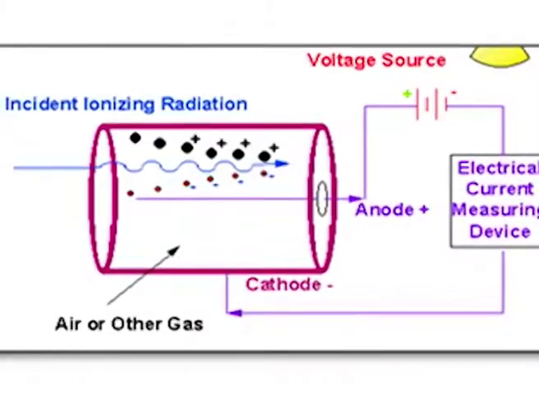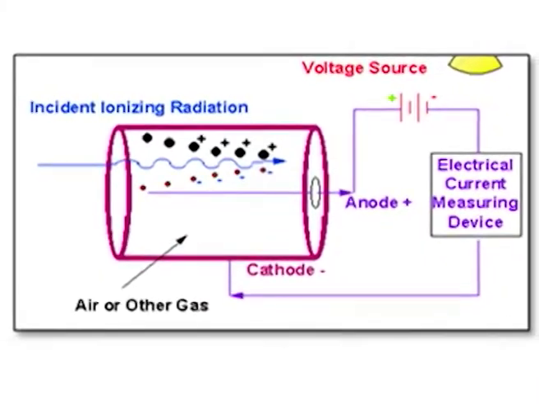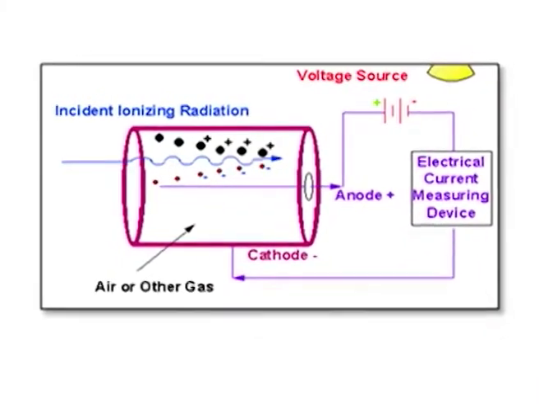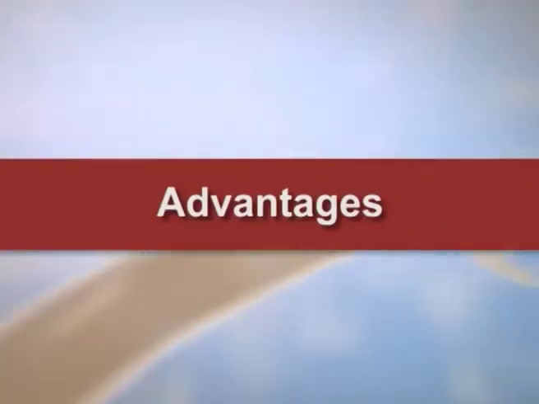The ions and electrons are attracted to the electrode and an electric current is produced. The scaler counts the current pulses, and one obtains a count whenever radiation ionizes the gas. Few advantages are that it is relatively inexpensive, durable, and detects all types of radiation.